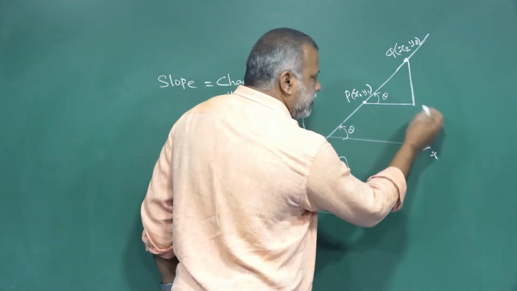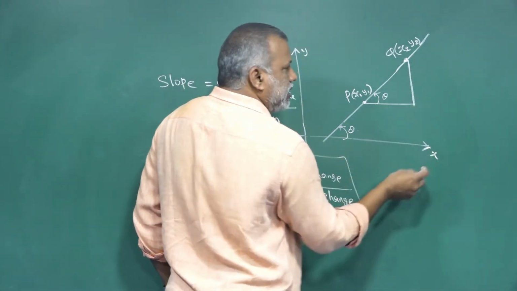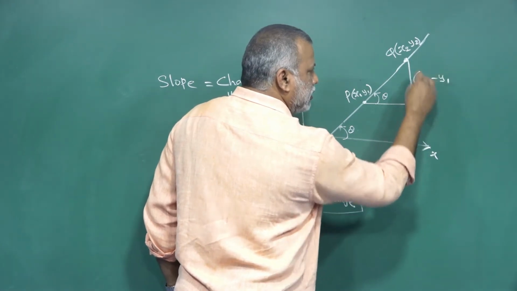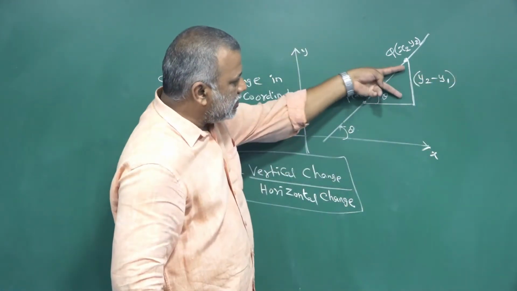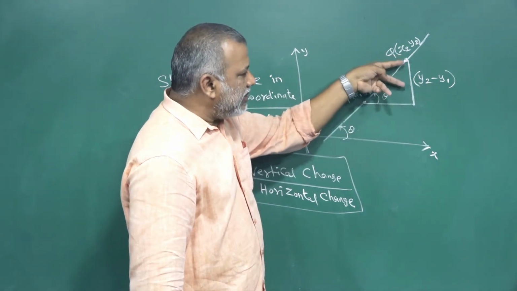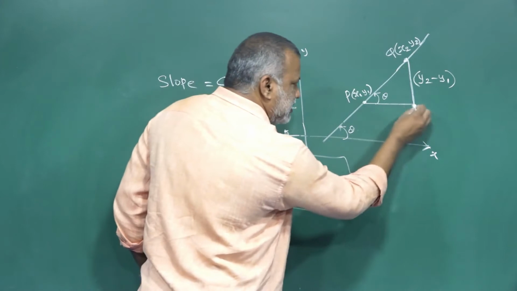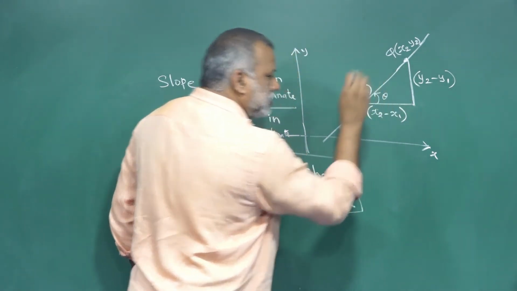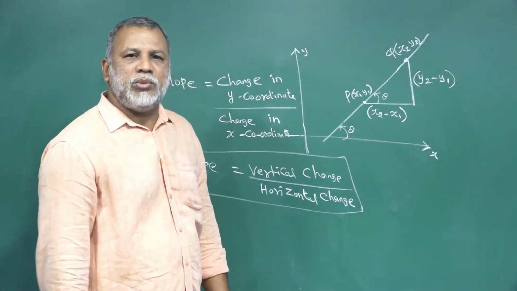Now listen, what is the change in y coordinate? This is nothing but y2 minus y1. This is called vertical change. This distance is called x2 minus x1.